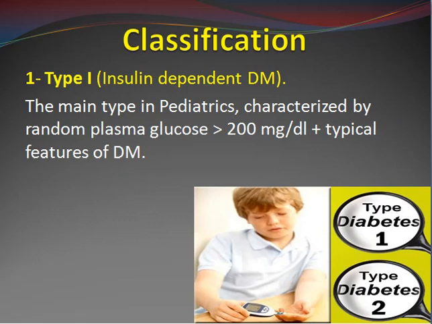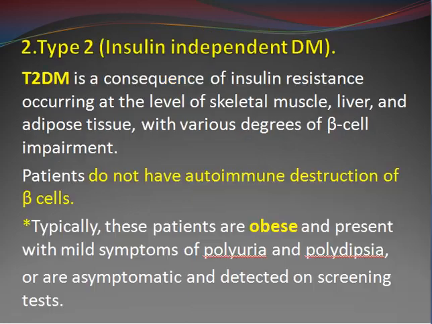Classification: first we have type 1, insulin-dependent diabetes mellitus. This is the main type in pediatrics and is characterized by random blood glucose more than 200 mg per deciliter, with a typical feature of diabetes. Second, we have type 2, insulin-independent diabetes mellitus.